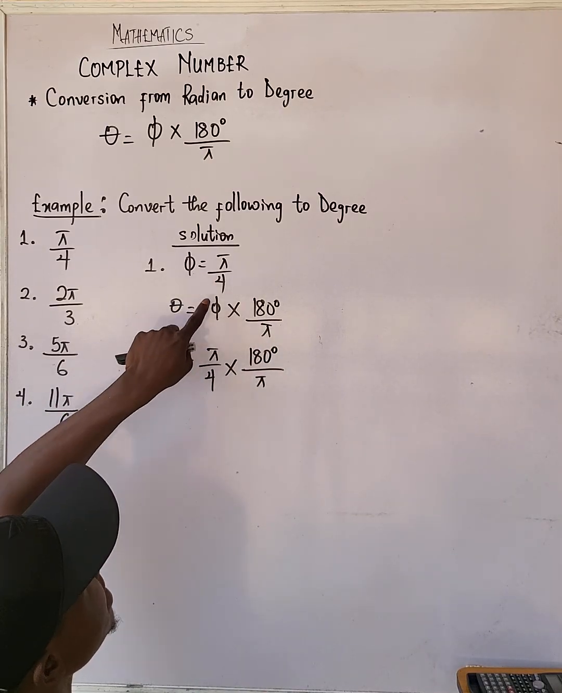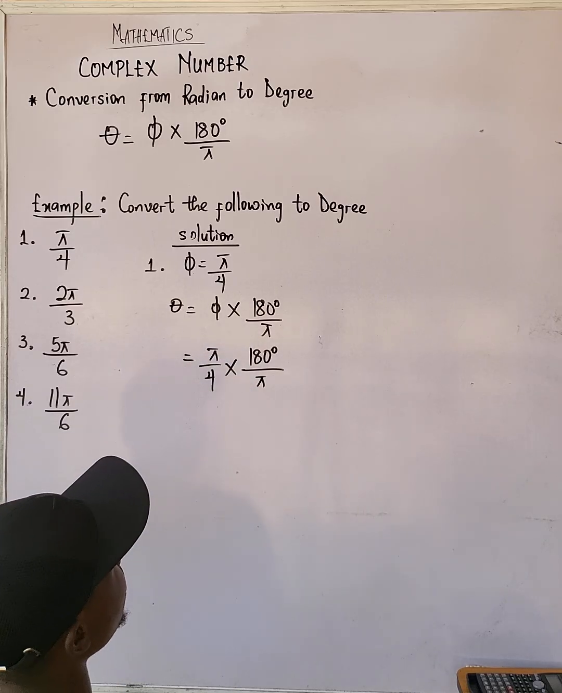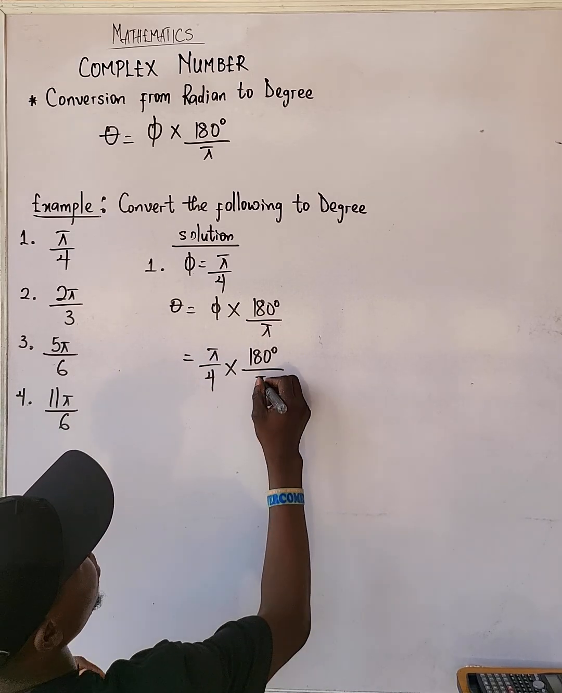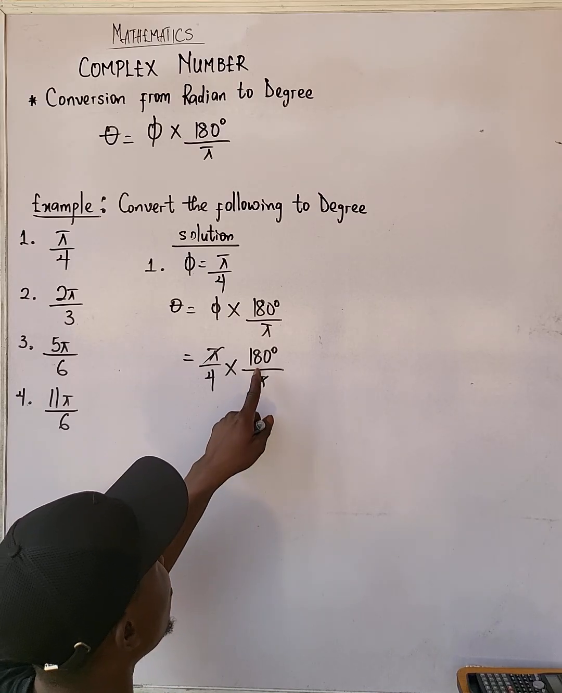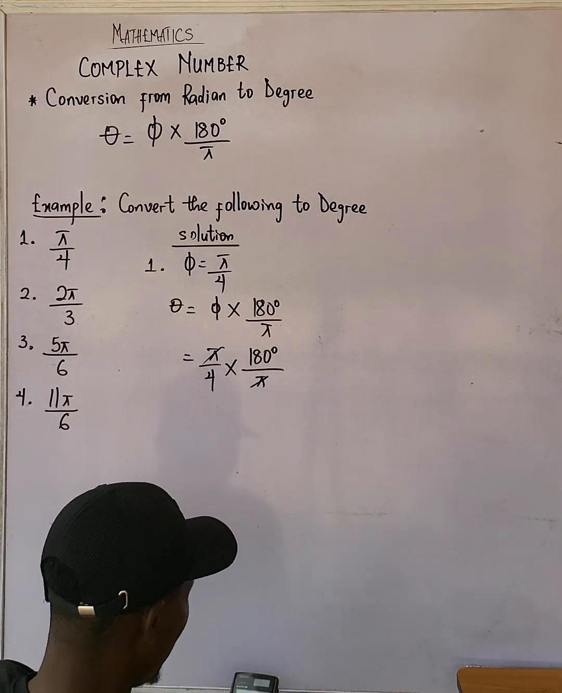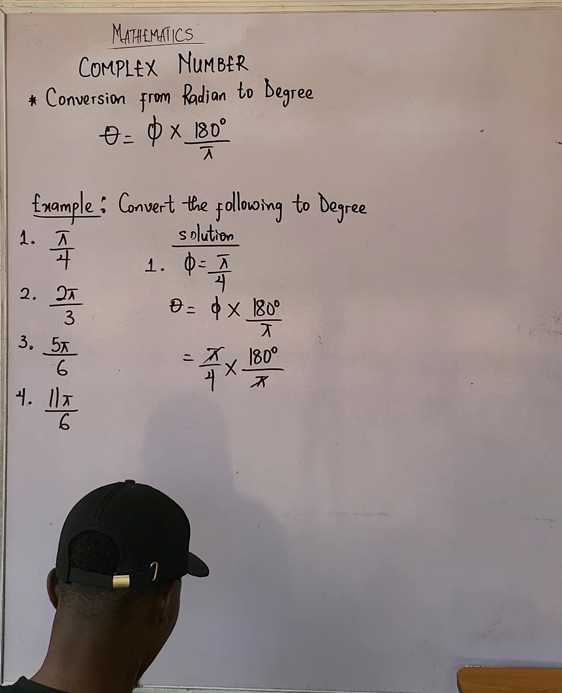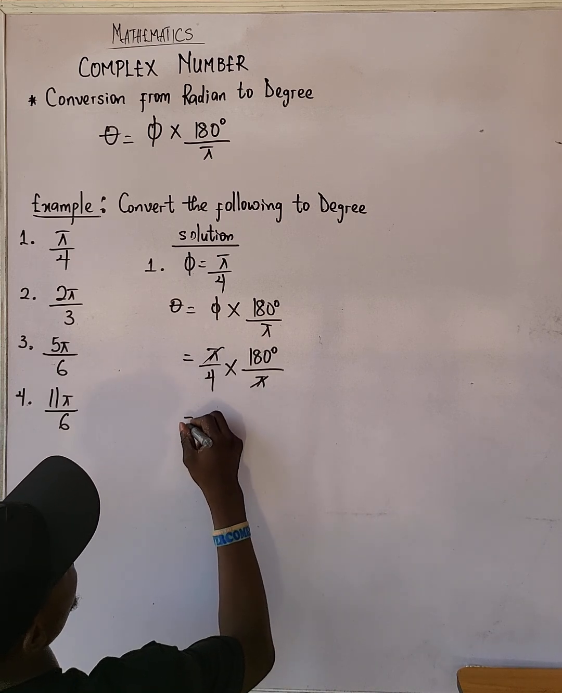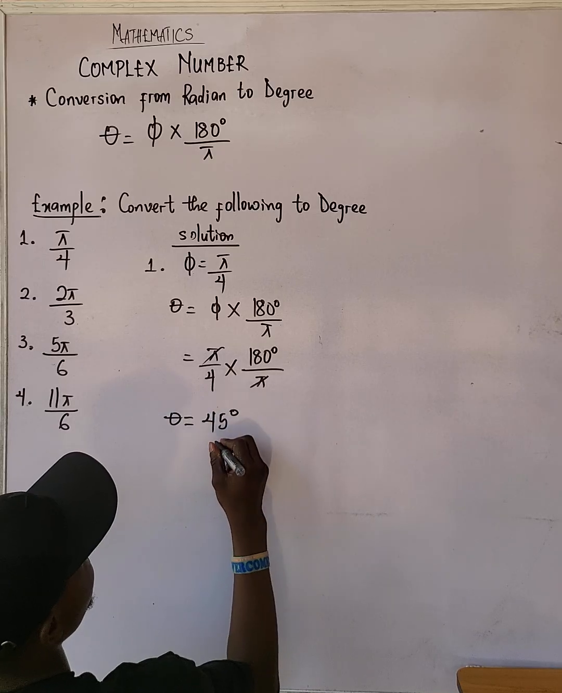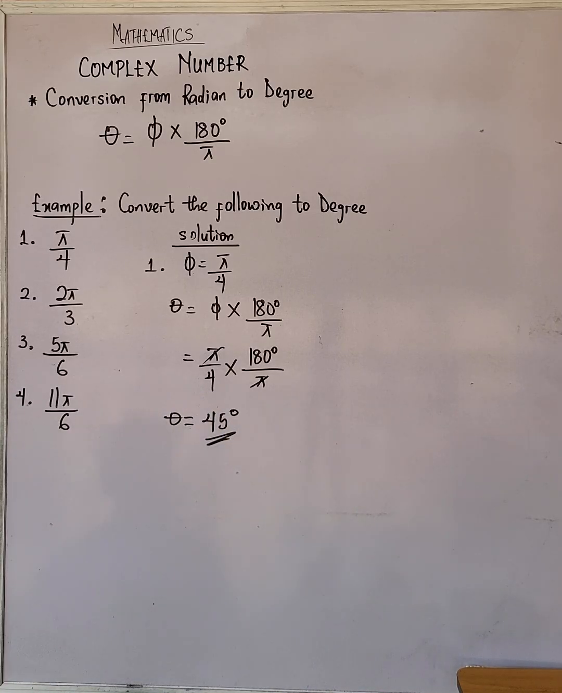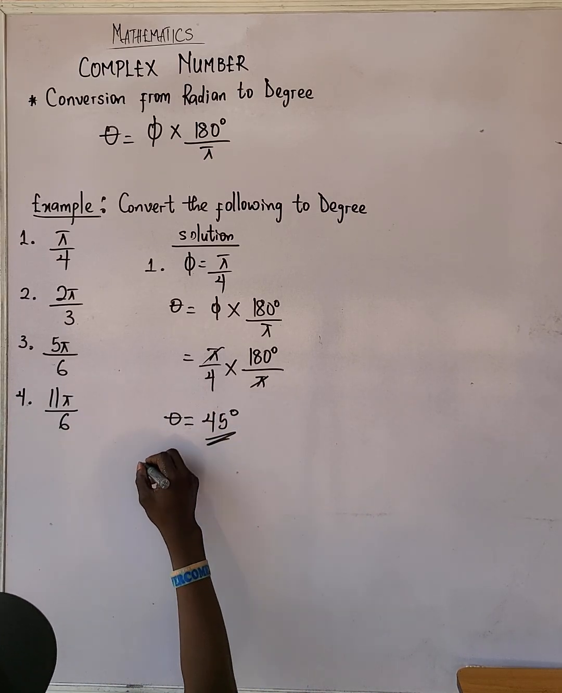This radian is pi over 4 multiplied by 180 degree over pi. So what happened? I cancel pi. So 180 divided by 4. 180 divided by 4 will give us 45. So what will be our answer? Our answer will be 45 degree. You get it? So that's how we solve that. So let's go to question 2.